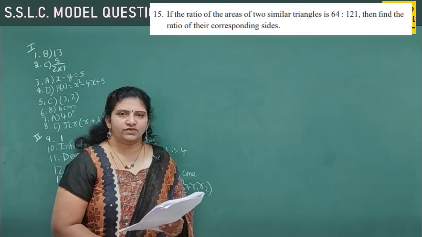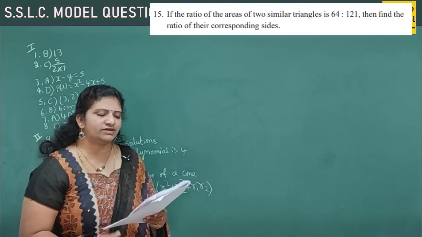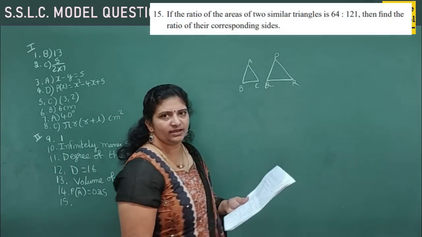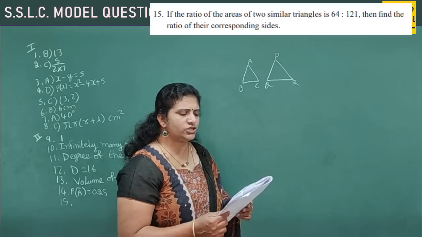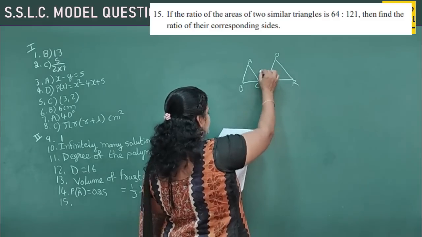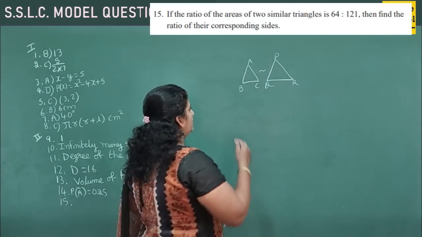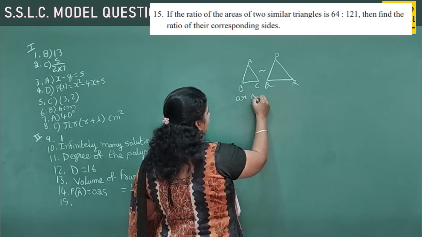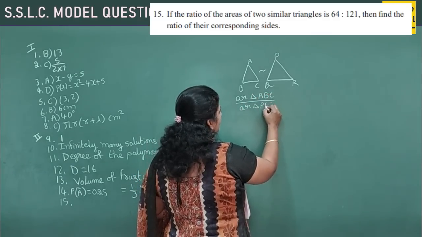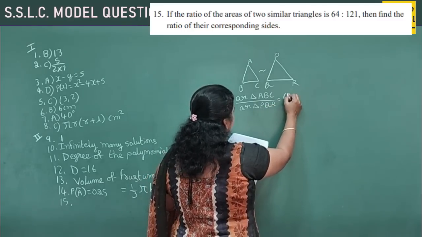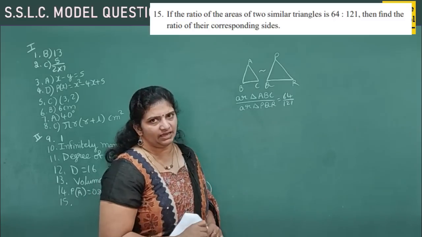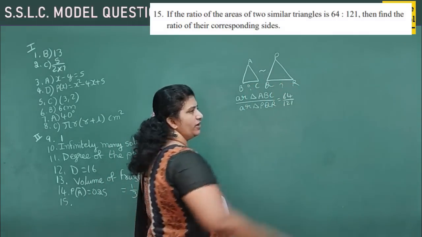15th one. If the ratio of the areas of two similar triangles is 64:121. Let us consider these two triangles, triangle ABC, triangle PQR. What's your question? If the ratio of the areas of two similar triangles is 64:121, so let me write it as area of triangle ABC by area of triangle PQR is equal to 64/121. Then find the ratio of their corresponding sides. I need the ratio of the corresponding sides.